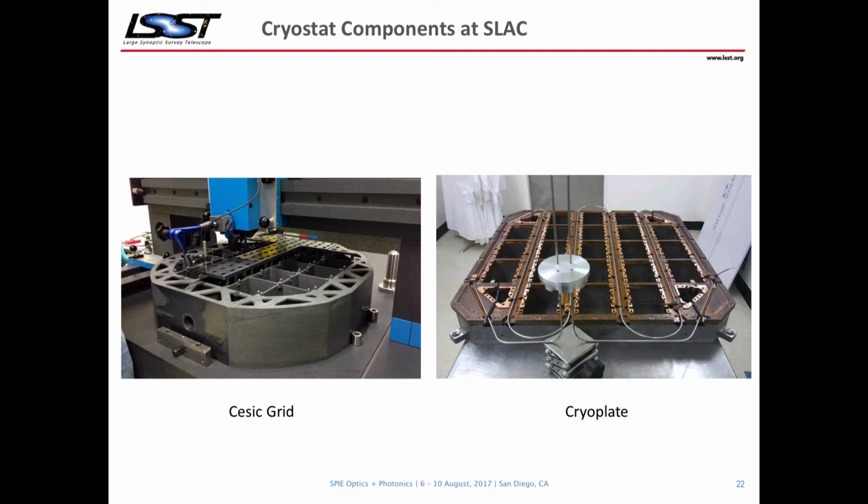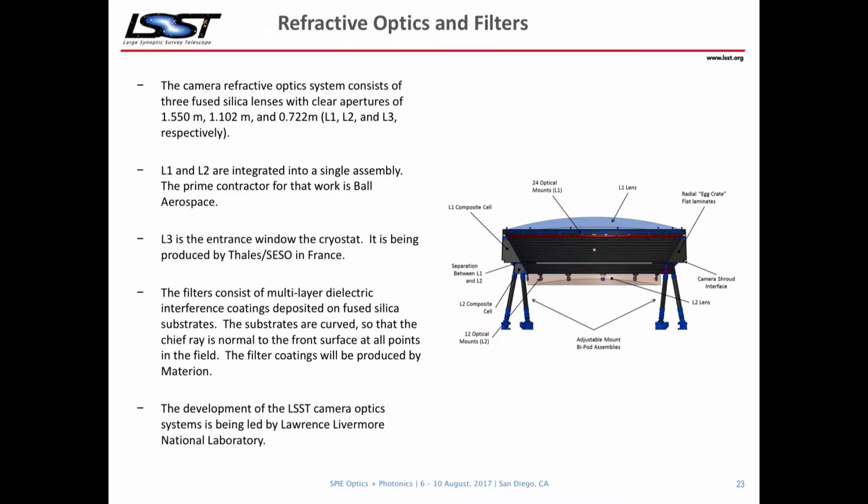And so this shows you some real hardware. We've taken delivery of most of the components of the cryostat at this point. The CSIC grid that I mentioned is shown on the left on a coordinate measuring machine, which is checking the tolerances. And there is an early version of the Cryo Plate on the right side with complex tubing that allows the refrigerant to bring the entire structure into thermal equilibrium.